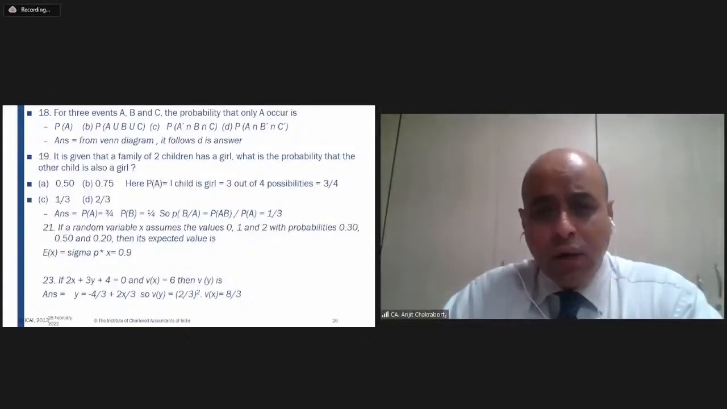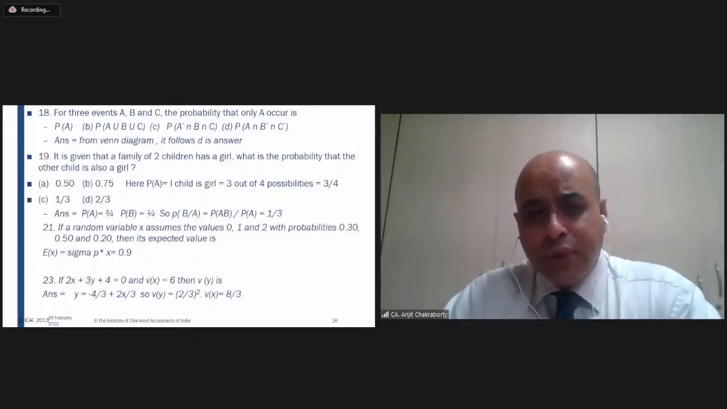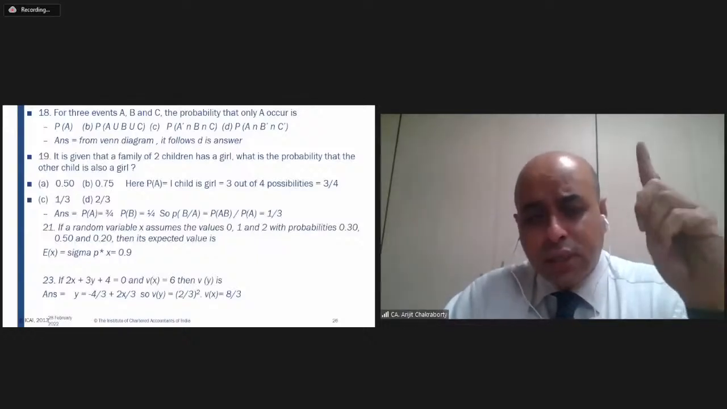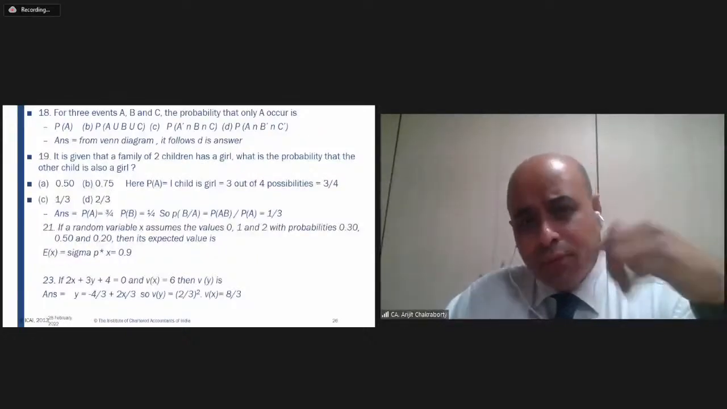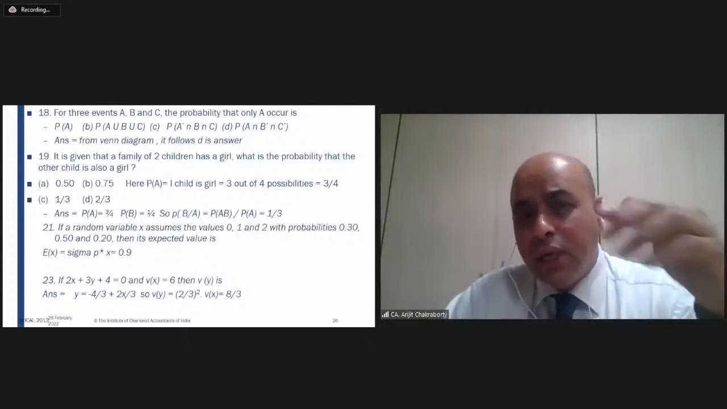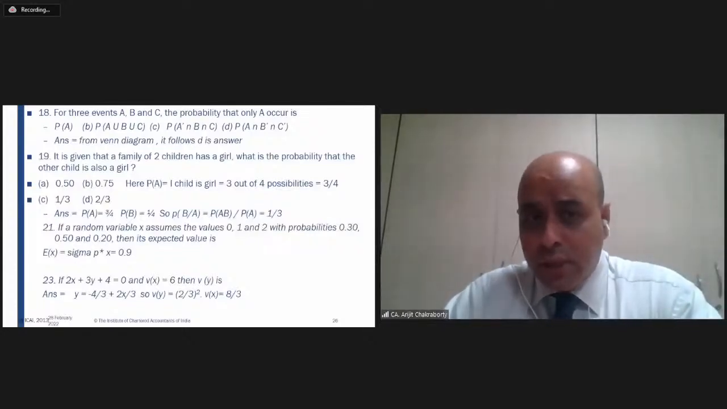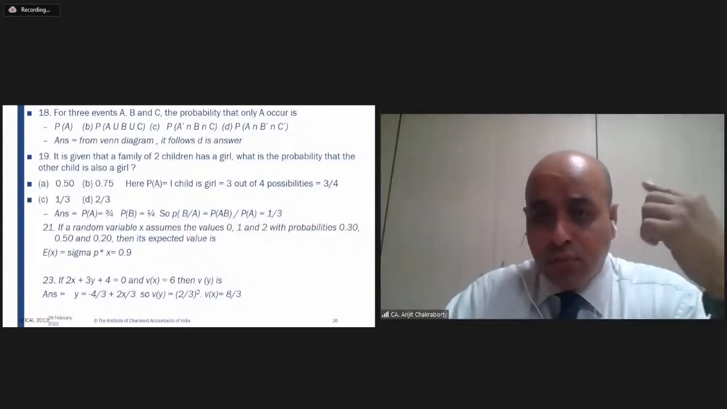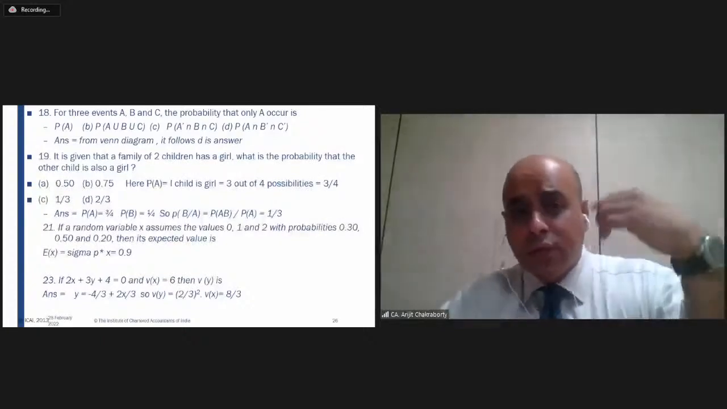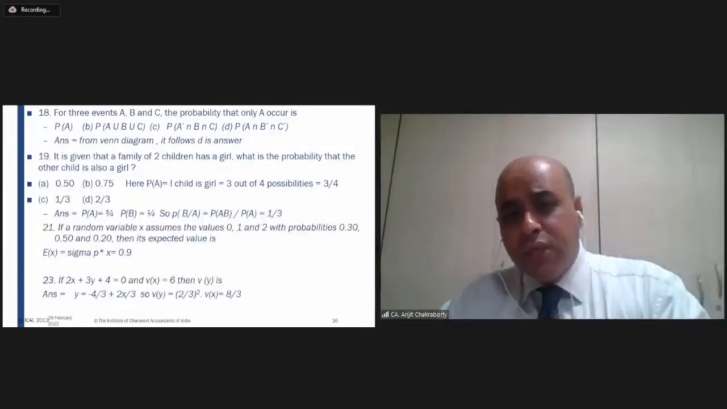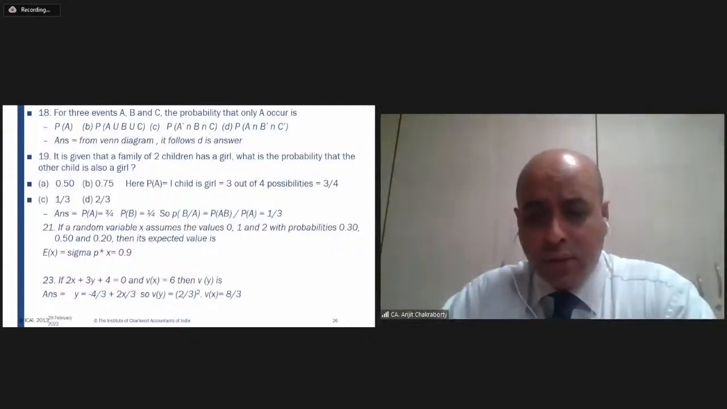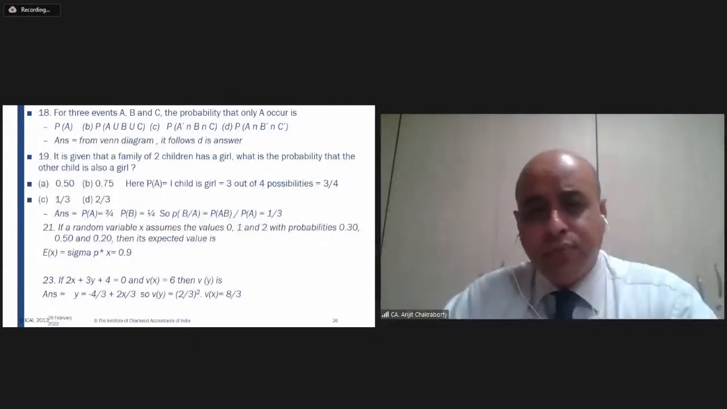Now, using conditional probability, we get PA, that one child is a girl, as 3 by 4, and PB, that the second child is also a girl. Because the question is, if one of them is a girl, what is the probability that the other is also a girl? So we are considering P(B given A), and we have to find that. We get it from P(A and B) divided by P(A).